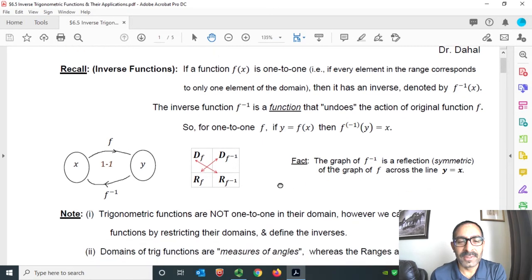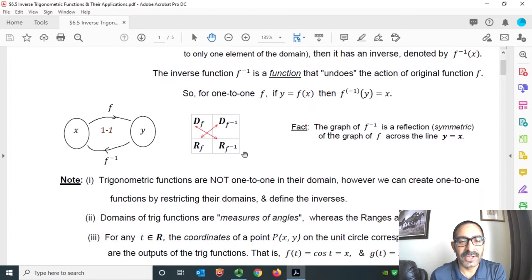So let me talk about this diagram here. Here is our function f going from the domain here, which carries x and gives us y equals f of x, and also f is 1 to 1. Then we can define an inverse of f going from this set to this set.